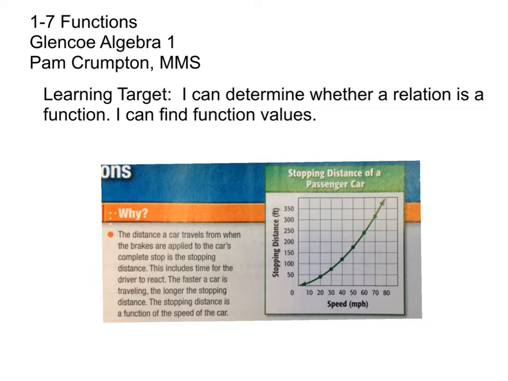The distance a car travels from when the brakes are applied to the car's complete stop is the stopping distance. This includes time for the driver to react. The faster a car is traveling, the longer the stopping distance. The stopping distance is a function of the speed of the car. We've talked about functions. Which of these is the independent variable? Which is the dependent variable?